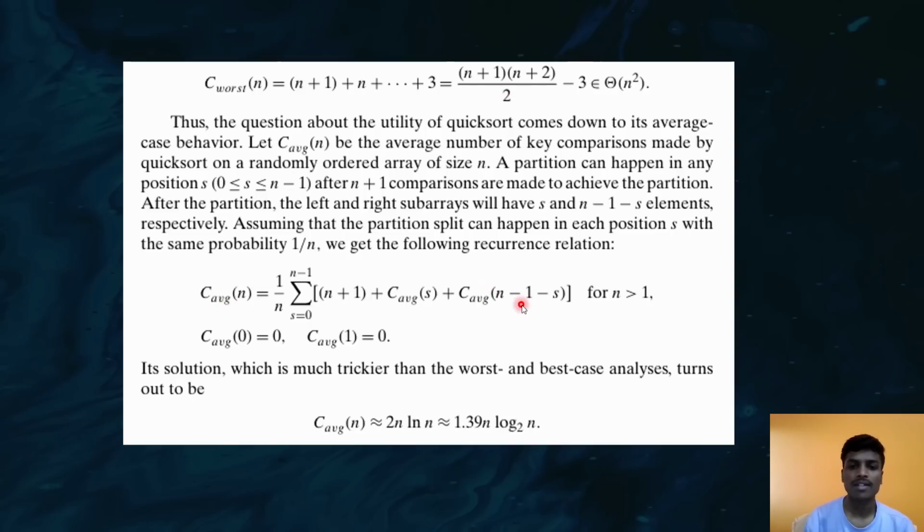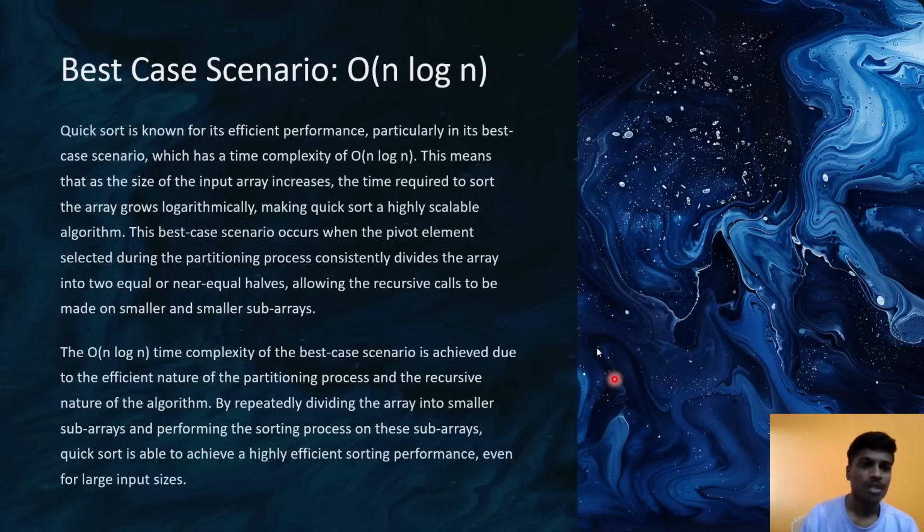Now the average case is around 1.39 n log₂ n, which is close to the best case. The best case scenario is O(n log n). So quicksort's best case is O(n log n) according to the loops and the problems. Basically we must take the pivot as the optimal element, because the time complexity of quicksort depends on the pivot.